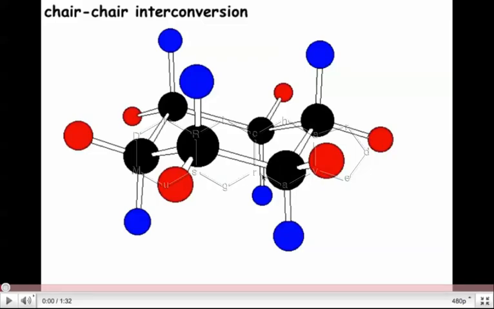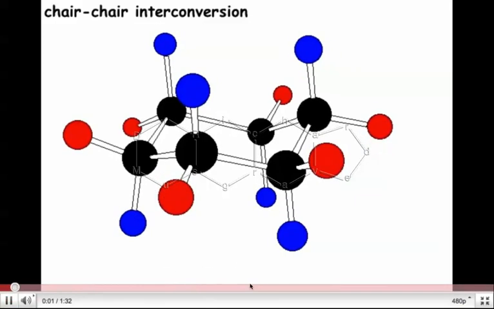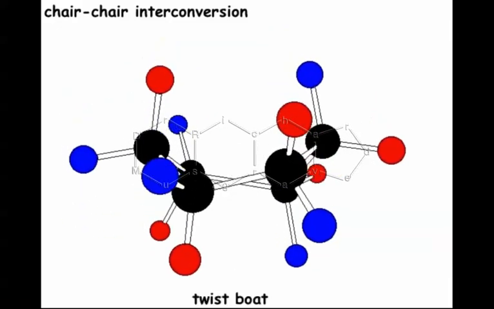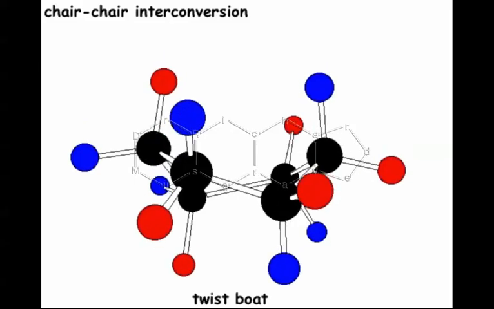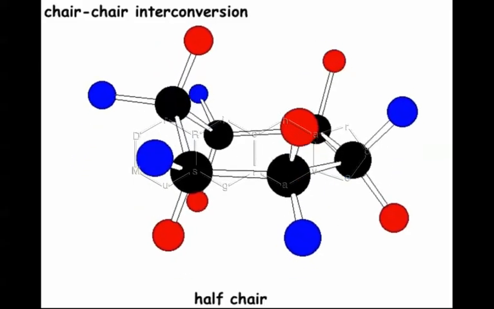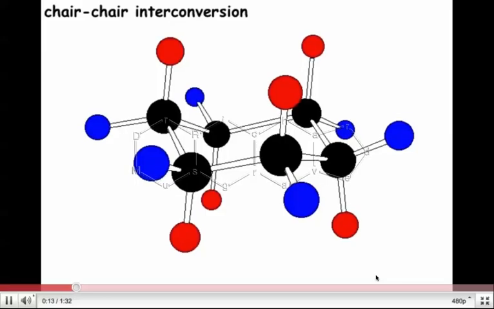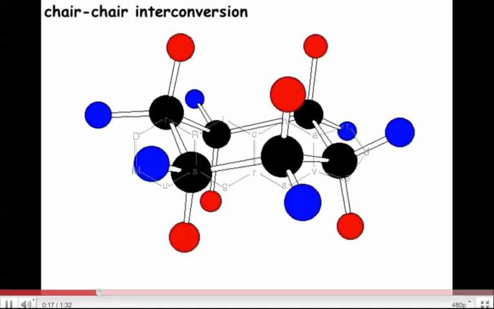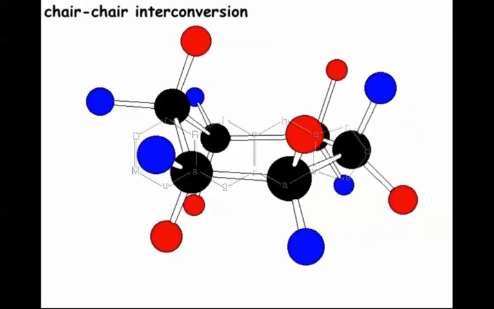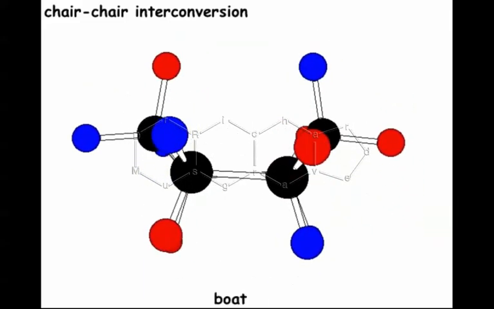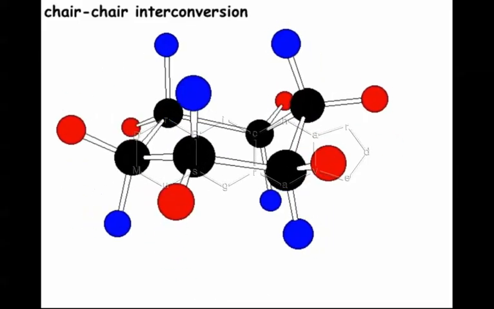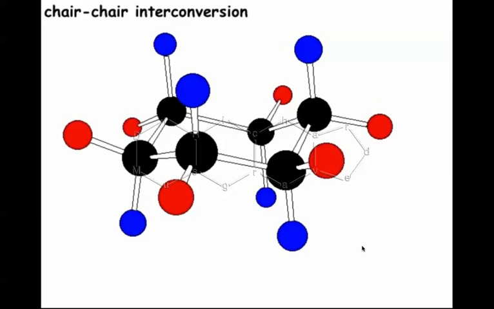Alright, let's take a look at the interconversion itself. What happens is that it turns into what we call a boat form, and then it twists, and we get our other conformation, which now has the reds axial and the blues equatorial. Boat again, blues axial, reds equatorial again.